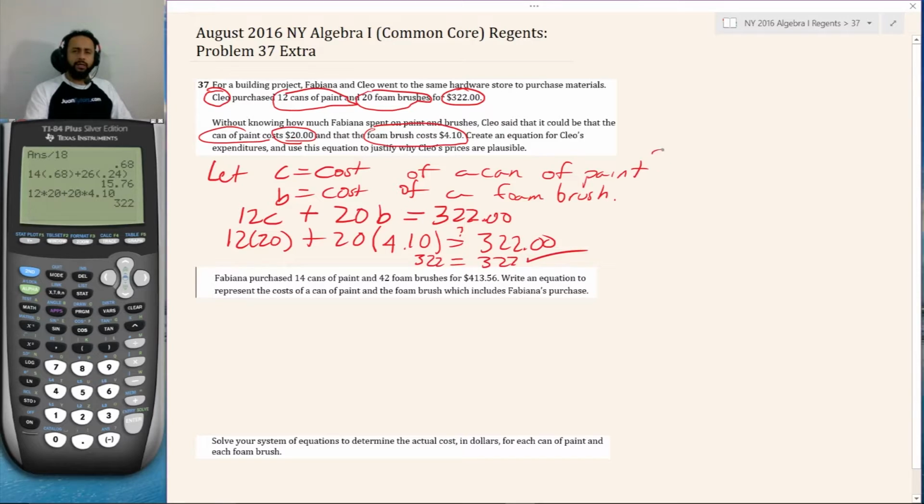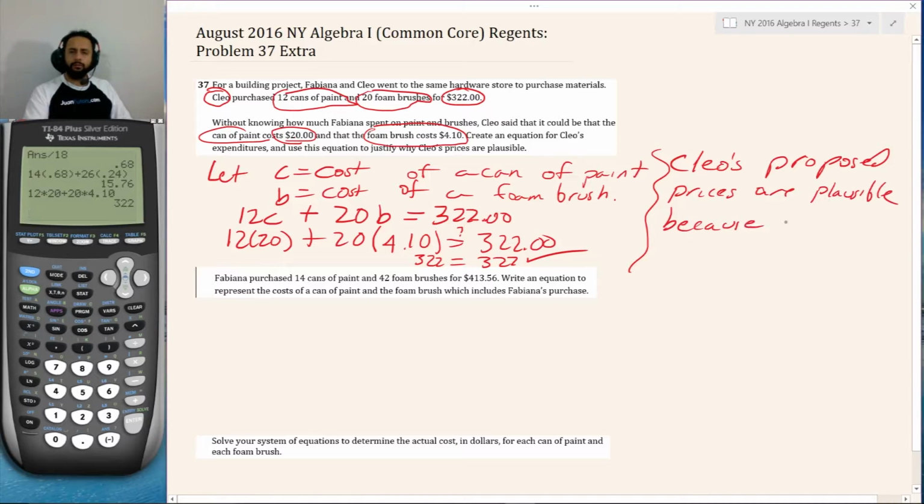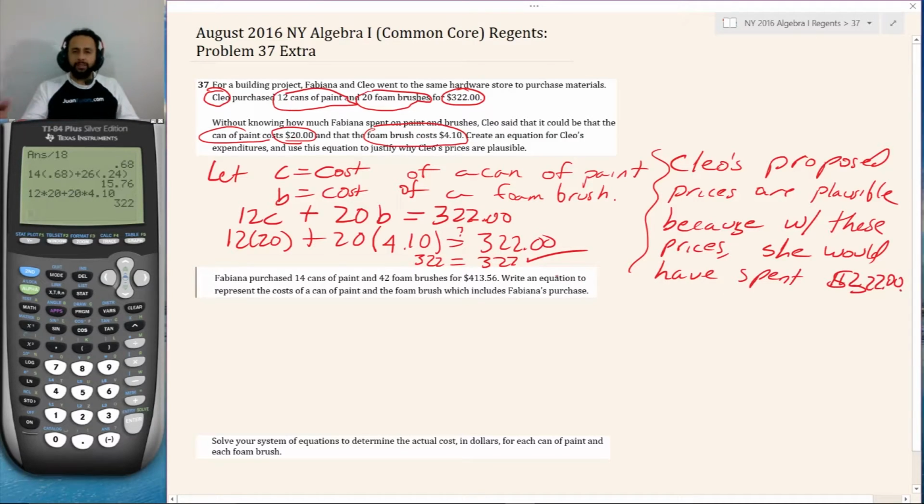But if they say explain why it's plausible, then they can say that. I'm going to use a sentence to show what it is. What it could be. Explain means use words, and they don't want you to say something so generic, so general that it could apply to every problem. They want you to be specific to this problem. So Cleo's proposed prices are plausible because with these prices she would have spent $322. There you go. And that would be an explanation if they asked for one. But they didn't. So the check right after the check mark was perfect for the first part.